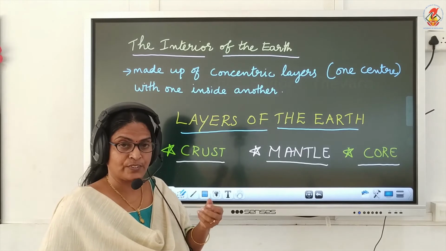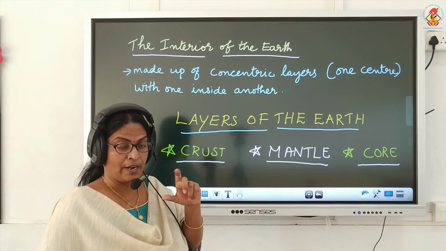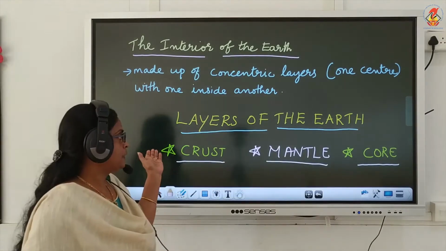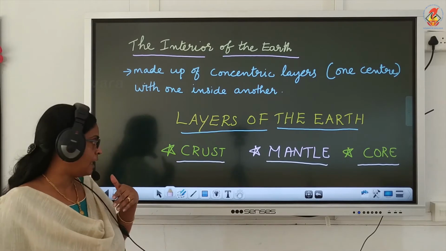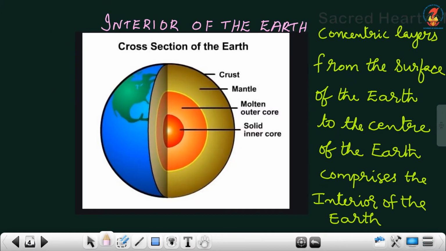What do you mean by concentric layers? Concentric layers have one focus or center. Now, the three layers of the Earth are crust, mantle and core. Which are the three layers of the Earth? Crust, mantle and core.